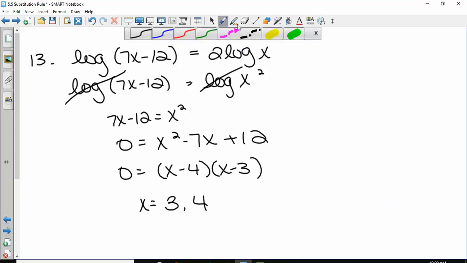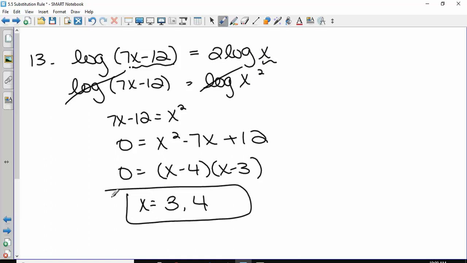Check. So you're checking that these arguments are positive. If we plug a 3 in, 21 minus 12 is positive, 3 is positive, we're good. If we plug in 4, 28 minus 12 is positive, 4 is positive. So this time both answers do. There we go.